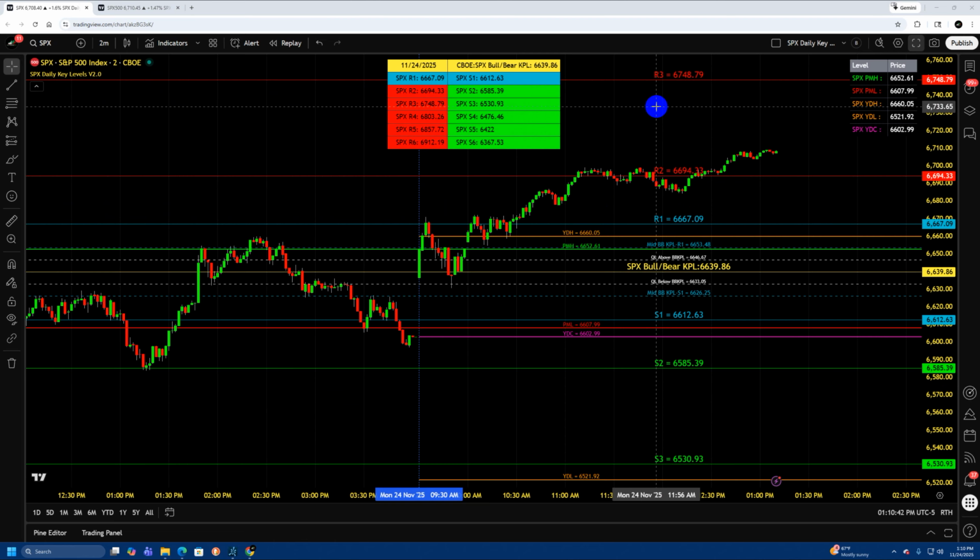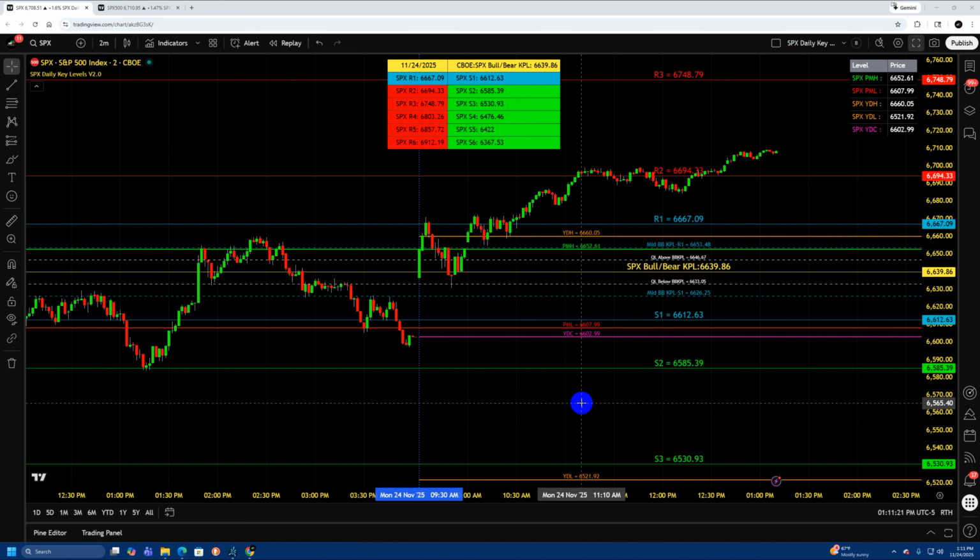Now what you're looking at here is the default startup look for the display of this indicator. As you can see here, we have a table that has the bull bear key price level for today's session, which for today, Monday, November 24, 2025, is 66.3986. And then we have the other main key levels, the R1 through R6 levels and the S1 through S6 levels. Now as you can see here, we've drilled down to the R3 through S3 levels and also included the YDL level here, which I will get to in a second what these levels are.